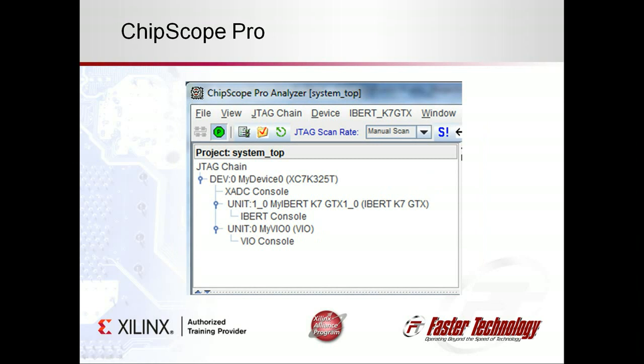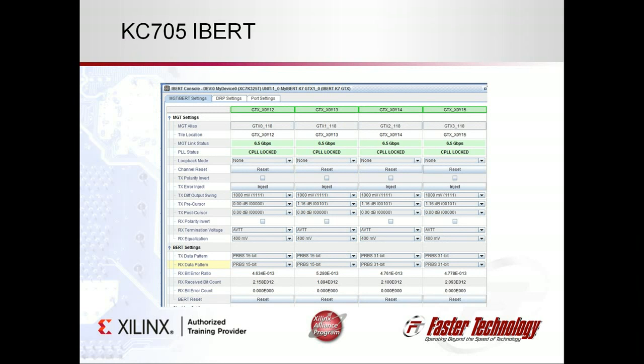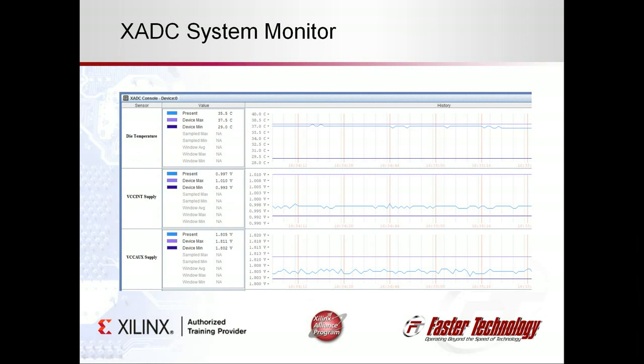ChipScope queries the FPGA over the JTAG connection. It detects the ChipScope cores we instantiated in our design, as well as the system monitor that is always present and available to ChipScope. The IBERT console displays the status of the MGTs, and the system monitor console displays the die temperature and internal voltages.